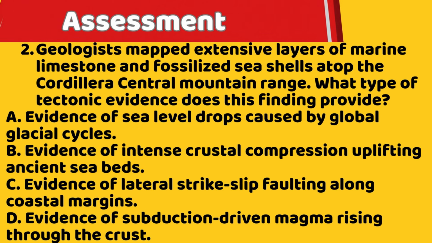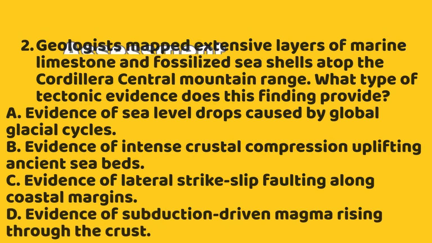Number 2, geologists map extensive layers of marine limestone and fossilized seashells atop the Cordillera Central Mountain Range. What type of tectonic evidence does this finding provide? A. Evidence of sea level drops caused by global glacial cycles. B. Evidence of intense crustal compression uplifting ancient seabeds. C. Evidence of lateral strike slip faulting along coastal margins. Or D. Evidence of subduction-driven magma rising through the crust.